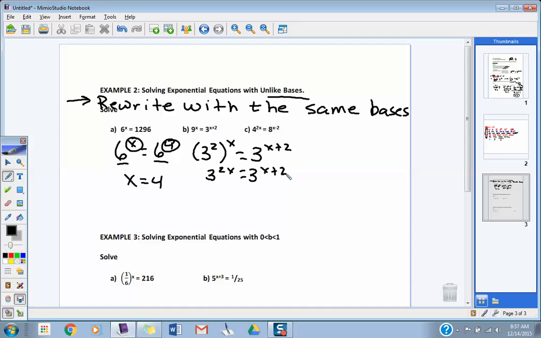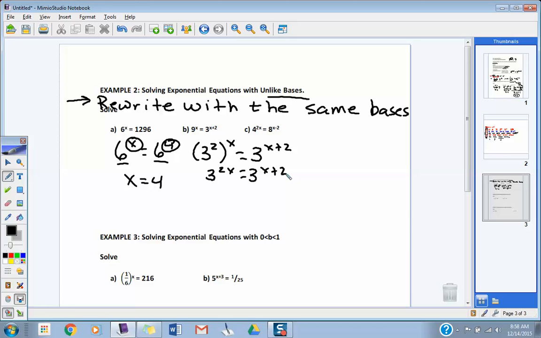We started with unlike bases, but now we've got the same base, right? So what are you going to set equal to each other to solve this now? I want to know what I'm going to do to solve this now. Find x. Yep, find x. So how do I do that now once the bases are the same?